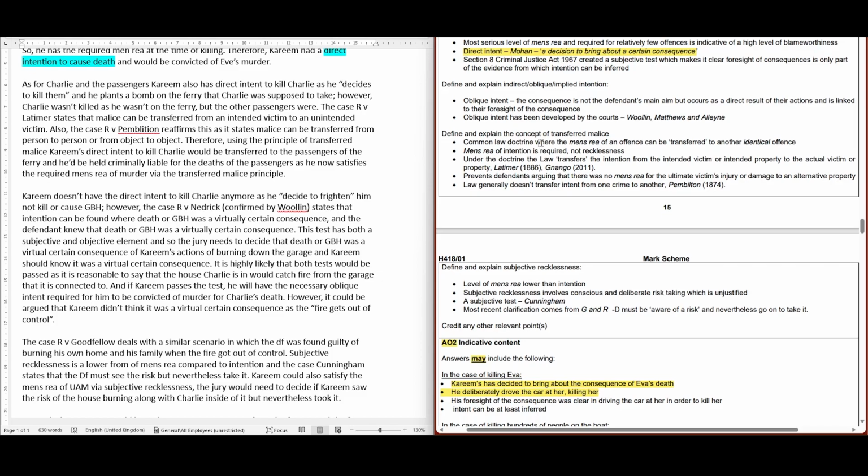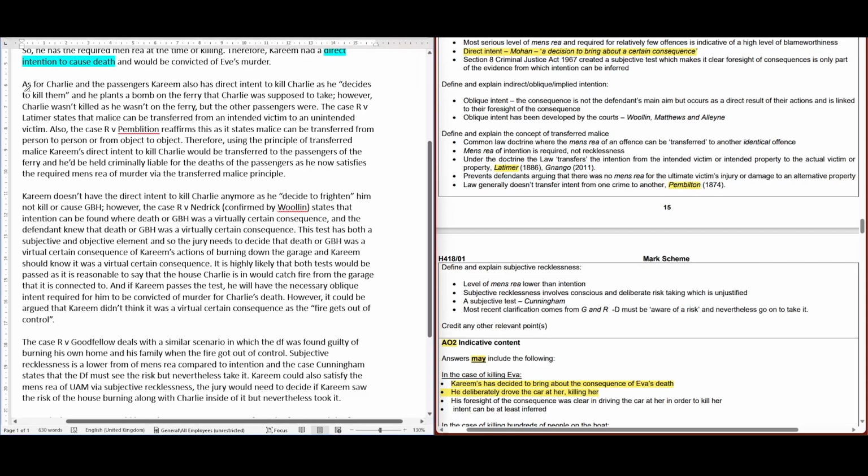It's a common law doctrine where the mens rea of an offence is transferred to another identical offence. Mens rea of intention is required, not recklessness. Under the doctrine, the law transfers from the intended to the unintended victim, to the actual victim. Case: Latimer. Prevents the defendant arguing that there was no mens rea for the ultimate victim's injury or damage to an alternative property. The law generally doesn't transfer intent from one crime to another.